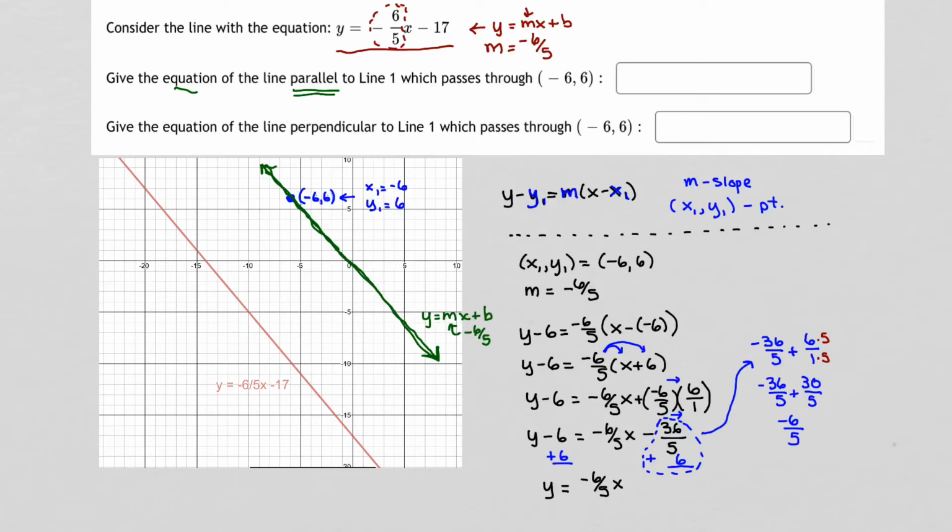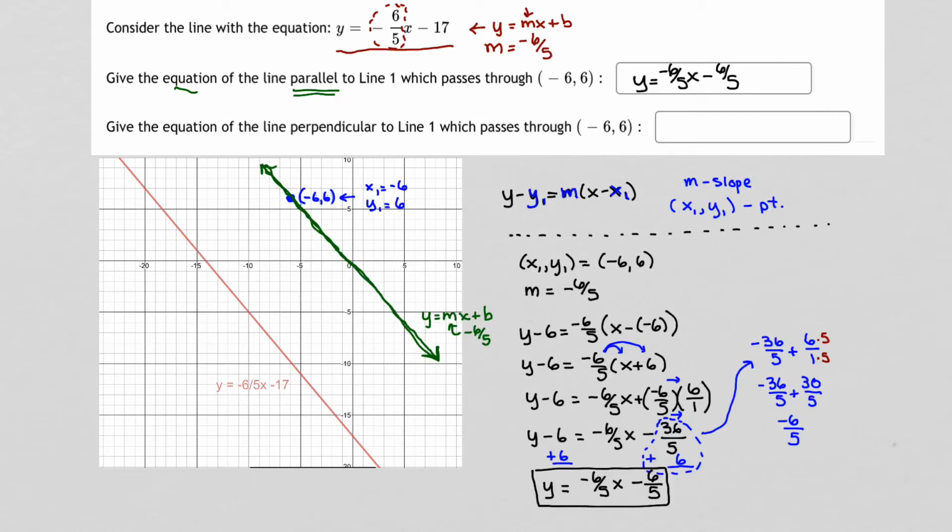Oh my goodness, there are a lot of 6s and 5s all over the place. But that tells me that my final answer is just y equals negative 6 fifths x minus 6 fifths. This is the equation of that green line right there that is parallel to the red line, the one given. So my equation for this line is y equals negative 6 fifths x minus 6 fifths. This is the equation for the green line parallel to the given red line.